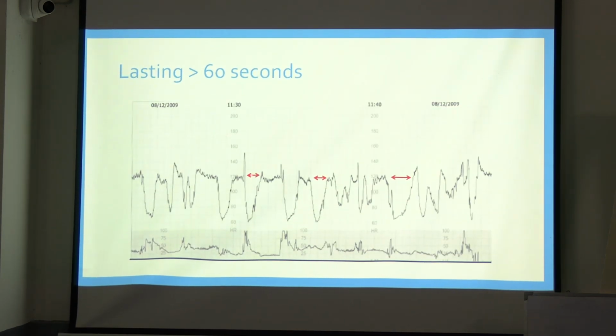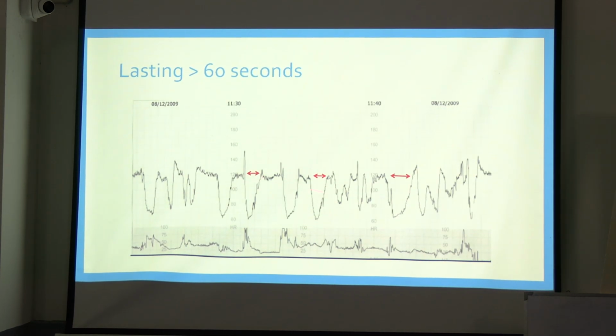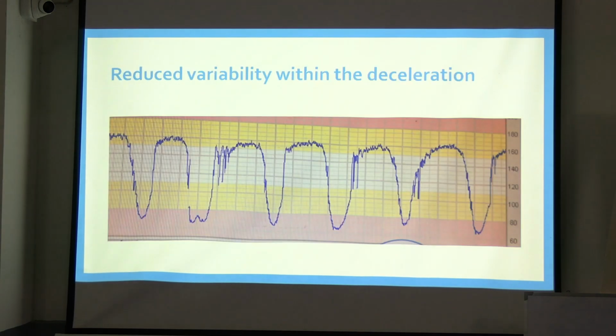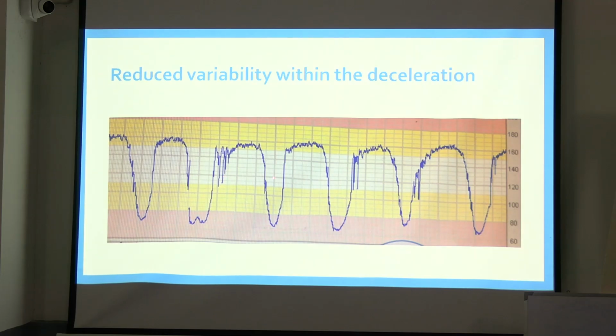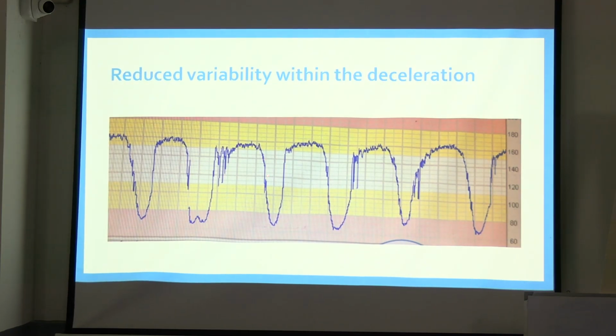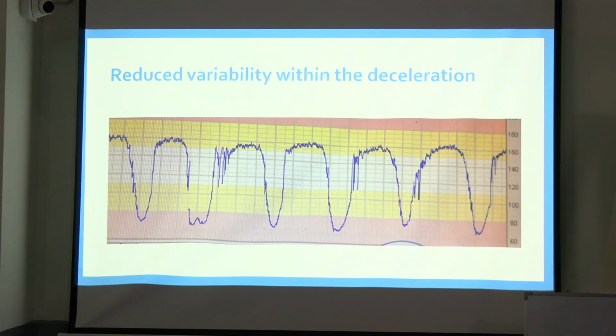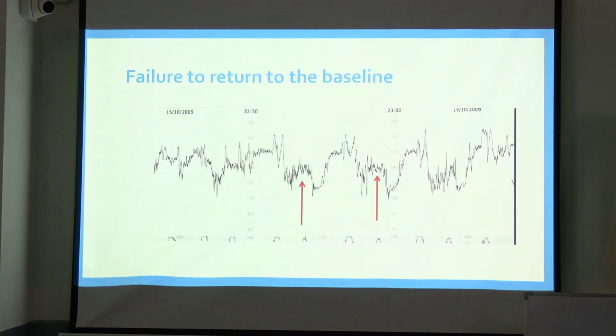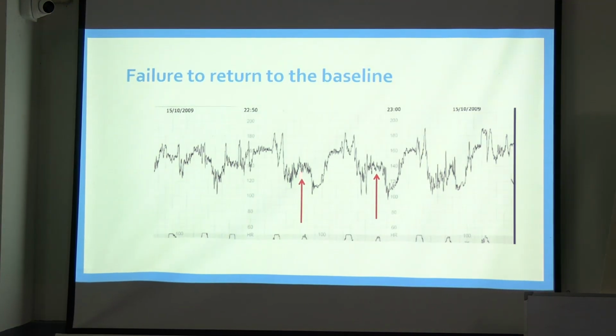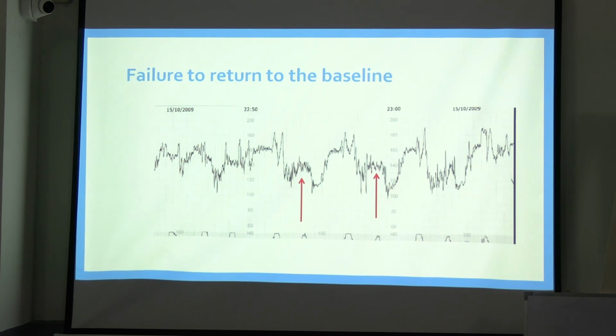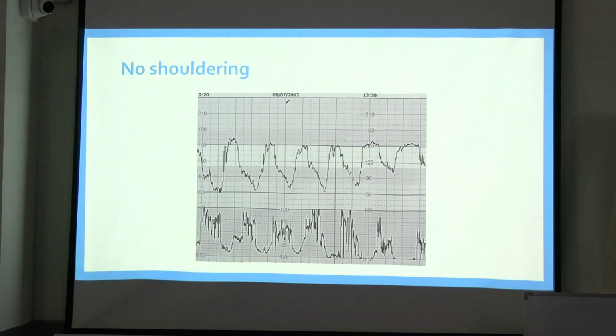Here it is lasting for more than 60 seconds. Okay. Is it lasting for more than 60 seconds? 30, 30, 30. Okay. More than 60 seconds. This is reduced. Here you can see there is variability, but in the deceleration there is no variability or less variability. So this is a concerning feature. There is no variability in the deceleration. And failure to return to the baseline. Here the deceleration is occurring, but it is not coming back to the normal baseline. It is remaining in the lower point only.